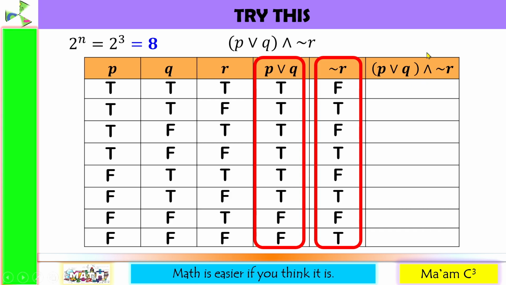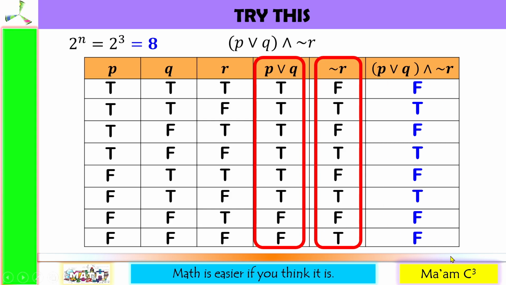This time, this is conjunction. So meaning both of the statements must be true so that it is true. If there is only one true, then this is false. Both true, so this is true. One true, so this is false. Both true, so this is true. One true, so this is false. Both true, so this is true. Both false, so this is false. One true, this is false. This is now our answer.